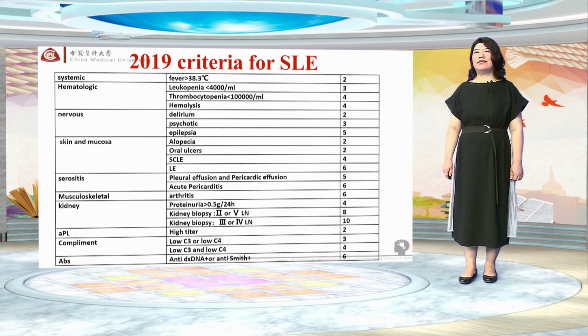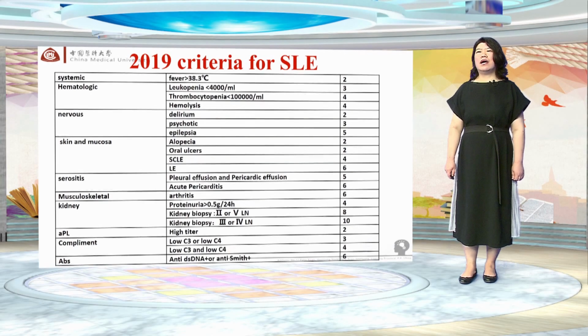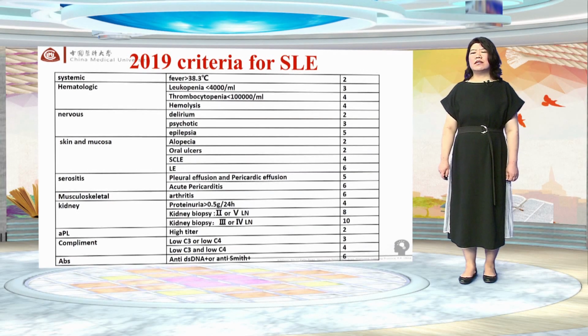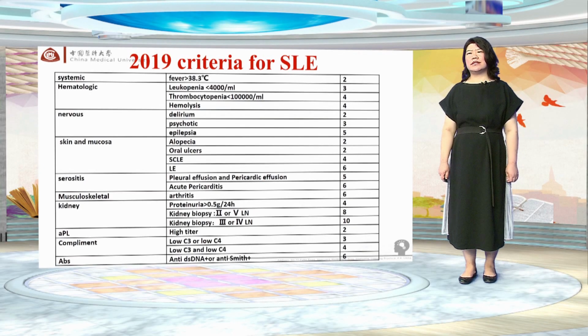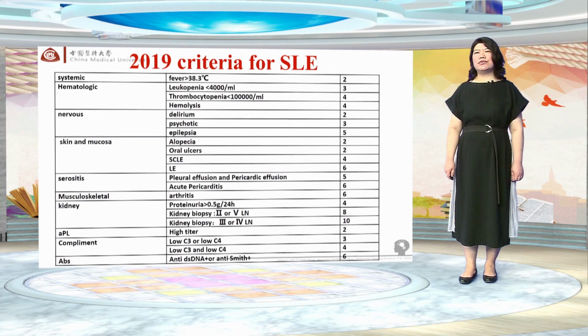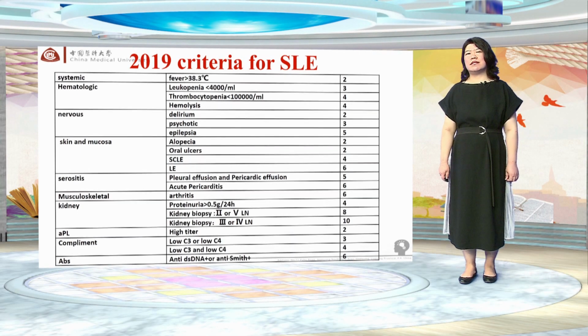The third criteria for lupus is the 2019 criteria. It's quite new, so in the clinic we seldom use this criteria for lupus diagnosis. We usually use the 1997 and 2012 criteria for lupus patients.